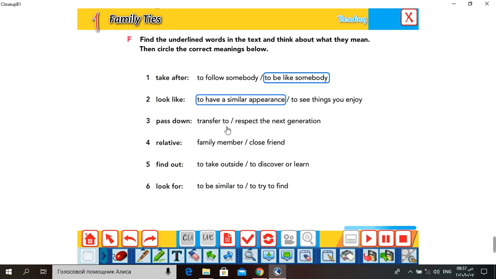Number 3, pass down. Does it mean to transfer to or to respect the next generation? Of course, pass down means to transfer to the next generation. Number 4, relative. Relative is a family member, not a close friend, of course. Your relative is your family member. 5, find out means to take outside or to discover or learn. When you find out about something, you discover or you learn about it. Look for. When you look for something, does this mean that you're going to be similar to it or to try to find it? Look for, of course, means to try to find. Well done.